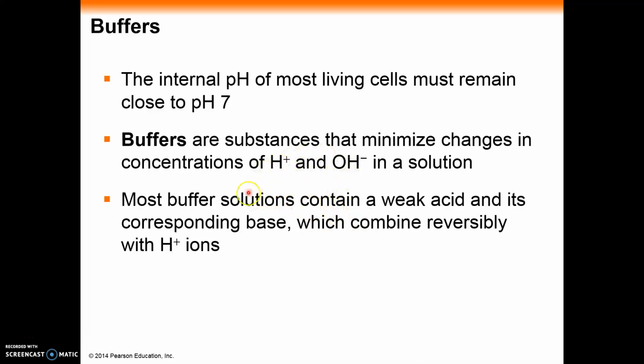These buffers can also be used artificially in chemistry when we want to create a solution that has a particular pH. Each particular weak acid or weak base has a pH where it forms an equilibrium between ionized and non-ionized forms. So just by picking the correct weak acid, we can make a solution at any pH we would like.